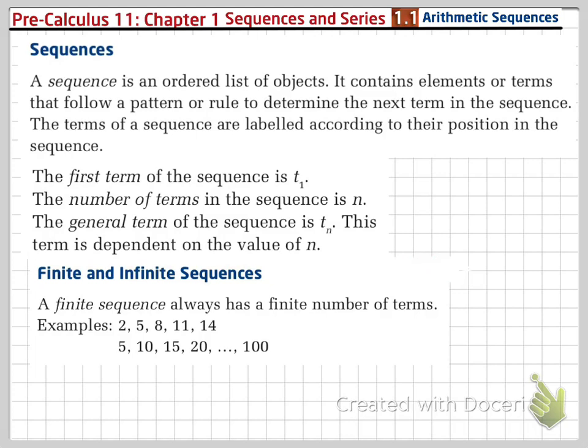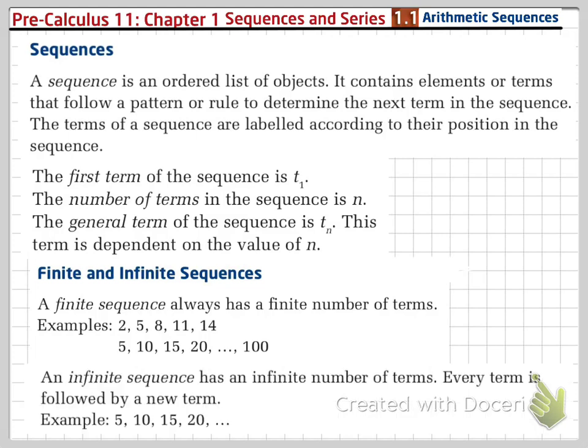Finite and infinite sequences. A finite sequence always has a finite number of terms. For example, the sequence 2, 5, 8, 11, and 14. Or another example would be 5, 10, 15, 20, and following the same pattern all the way to 100. An infinite sequence has an infinite number of terms. Every term is followed by a new term. For example, 5, 10, 15, 20, and continues on forever.